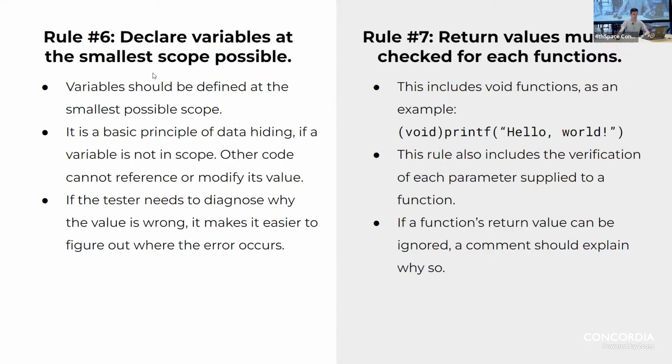Rule number 6, declare variables at the smallest scope possible. That's essentially applying a basic principle of data hiding. Let's say you're writing some code, you initialize and define all of your variables at the beginning and the top of your function, and then your code gets very, very long. Well, you run the risk of accidentally modifying a variable that you don't mean to modify.